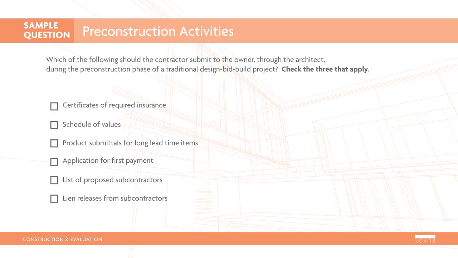Which of the following should the contractor submit to the owner through the architect during the pre-construction phase of a traditional design bid build project? Check the 3 that apply: certificates of required insurance, schedule of values, product submittals for long lead time items, application for first payment, list of proposed subcontractors, lien releases from subcontractors.